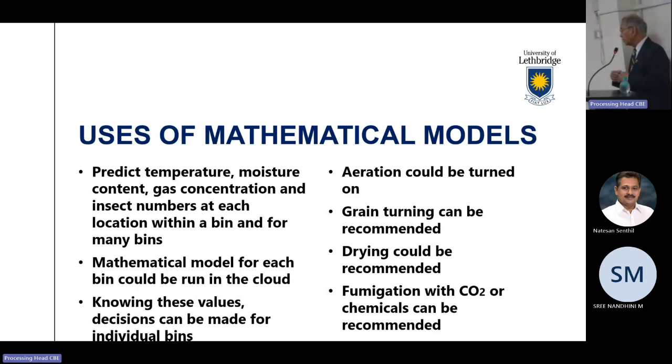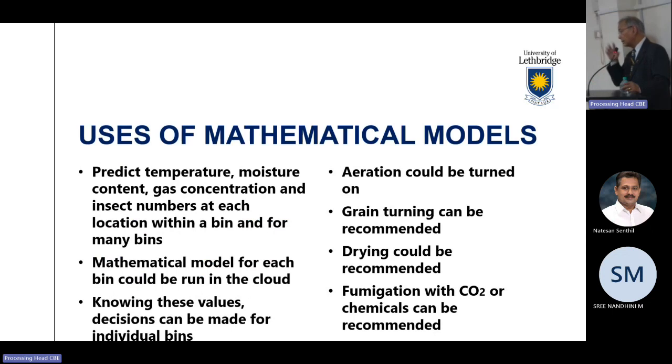So that's why turning is used. It could say it's time to turn, and then if you have an automated system, it can do it for you, or as a farmer, it gives you that information that you need to turn on the grain, do the grain turning. Drying could be recommended if too much moisture is there and mold growth is happening. Fumigation could be recommended using CO2 or chemicals.